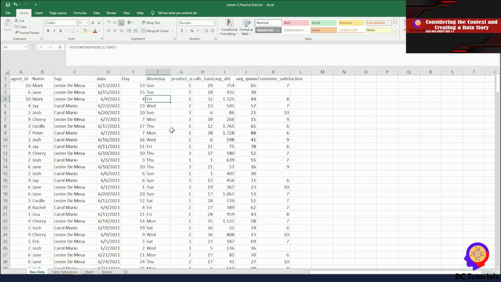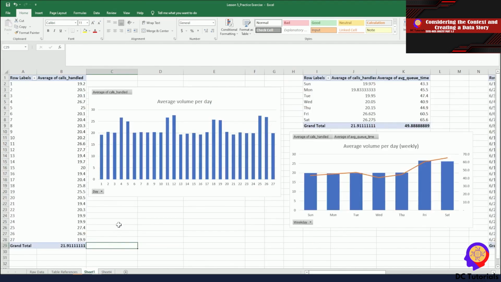Okay, so for this task, the first question was show volume trend and give some insights. So the first question that we may want to ask is, why are we doing this? Who will benefit from this? Who are our audience, right? Let's say you found out that this will be used by workforce management, and the goal is to improve customer satisfaction. I have tried to explore the average volume per day.